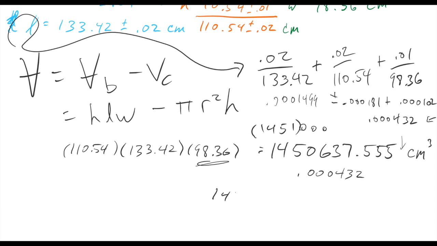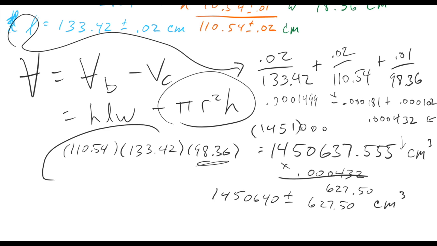So then I've got 14,506.40. Basically, I'm just going to truncate that to save some time. Plus or minus. When I multiply that times that, I get 627.50. Remember, that is centimeters cubed.